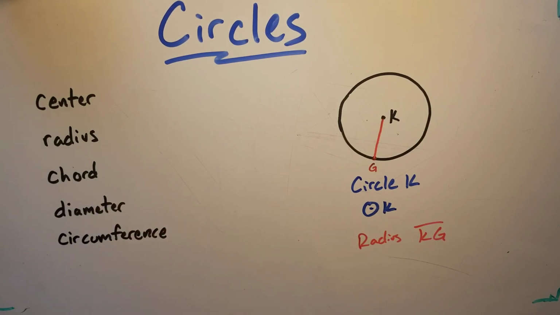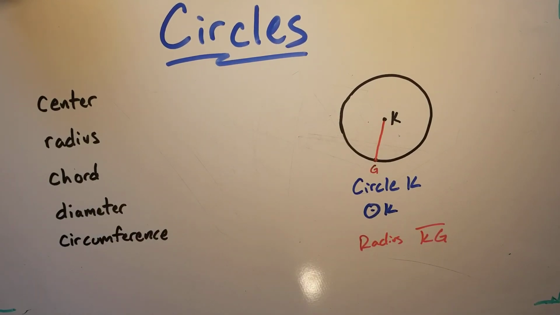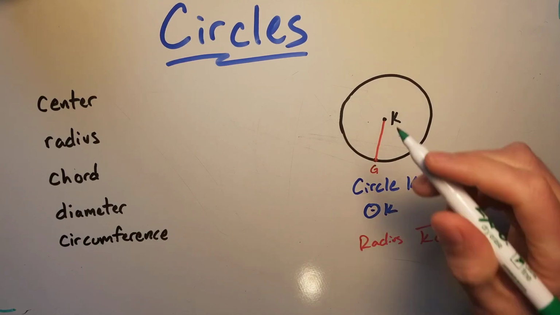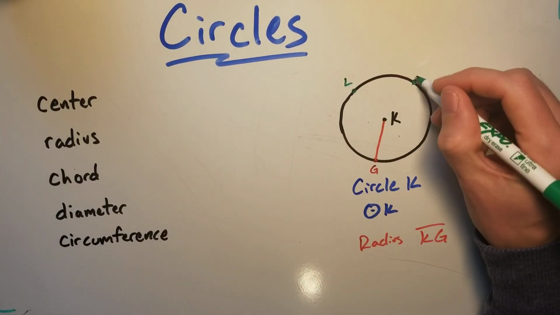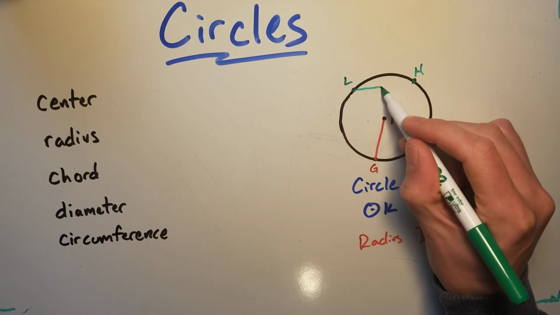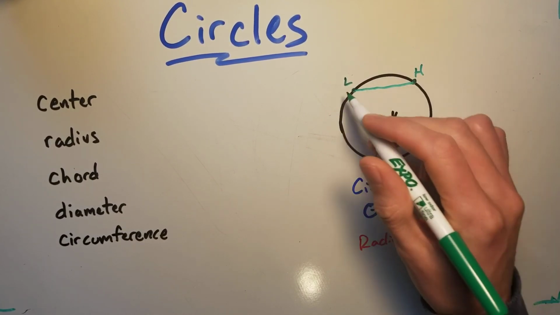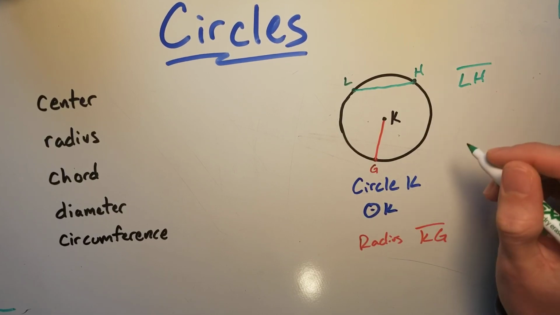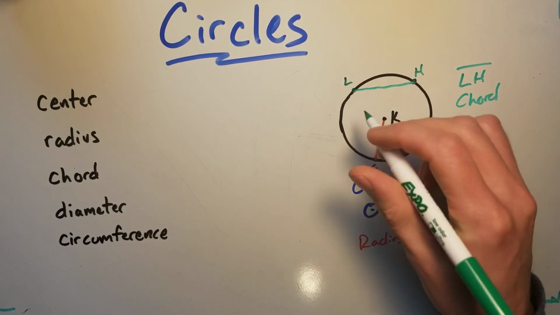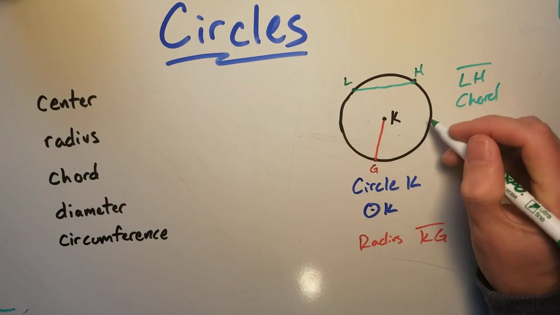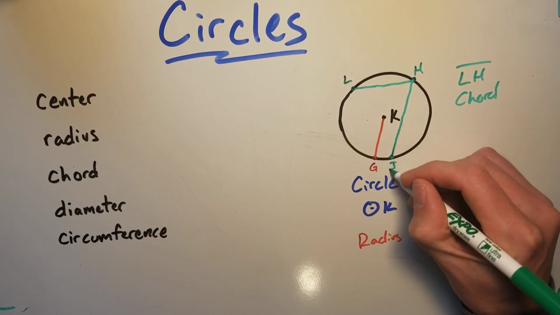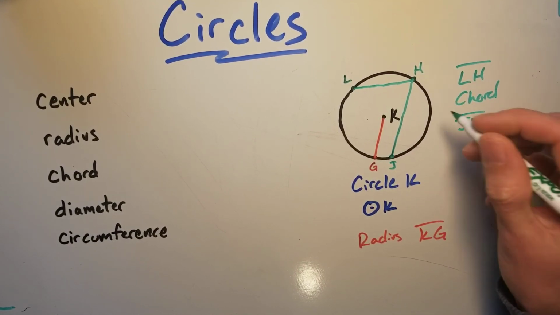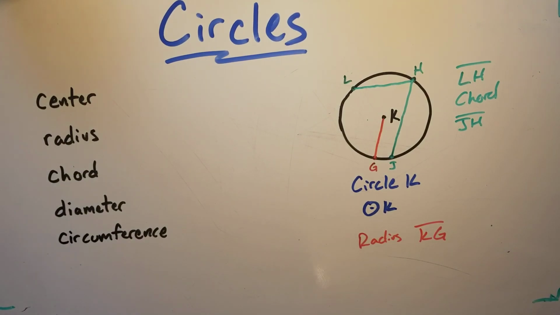Now a chord in a circle, a chord is going to be a segment that has two endpoints that lie on the circle. So let's say this is point L and this is point H, and we have this segment here, LH. That segment would be a chord. And it doesn't just have to be that segment, it can go from anywhere else. Like we could have maybe from right down here, we'll call it J. Segment JH, that is also a chord of the circle.